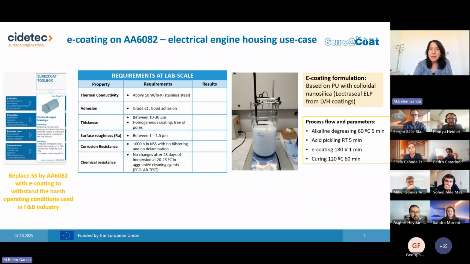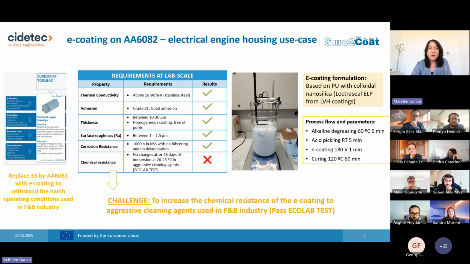So we apply the anaphoretic deposition process to this 6082 aluminum alloy. We characterize the properties of these requirements, and we fulfill most of them, but not the requirement about chemical resistance. So our challenge here in Sur2Code and in this use case was to increase the chemical resistance of the coating to aggressive cleaning agents used in the food and beverage industry. So we need to pass the Ecolab test.